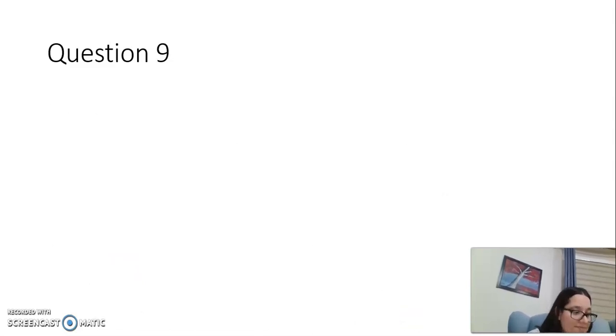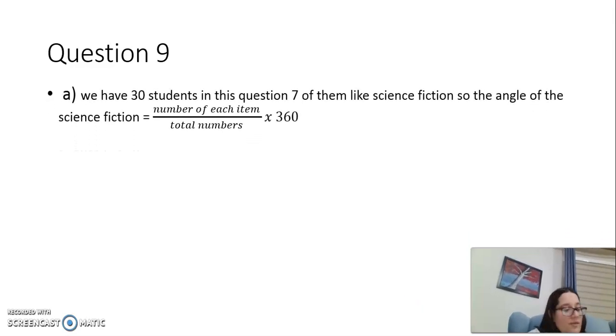For question 9, if we read the question, you can see that we have 30 students. 7 of them like science fiction. So the angle of the science fiction will be 7 divided by 30 times 360.